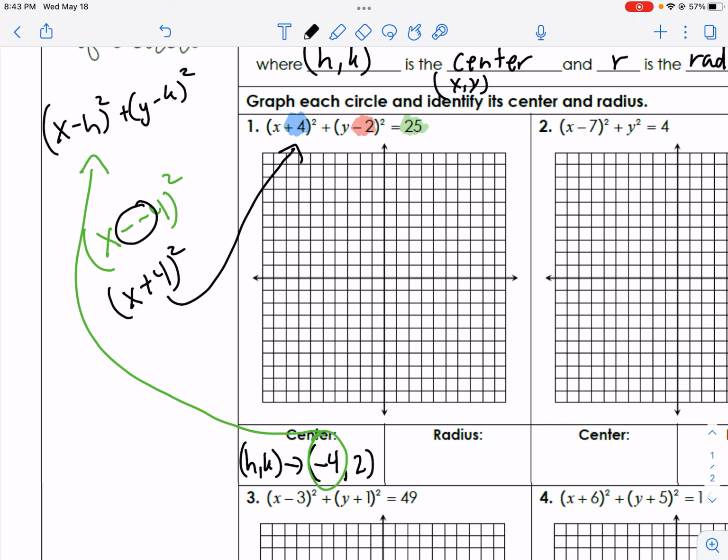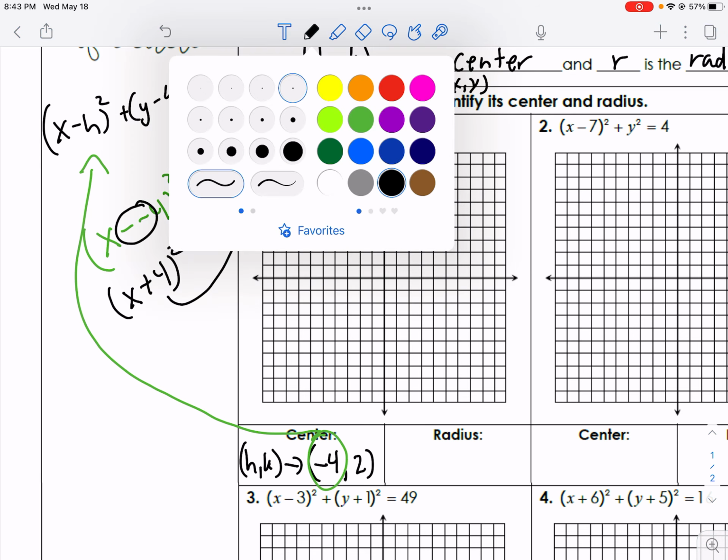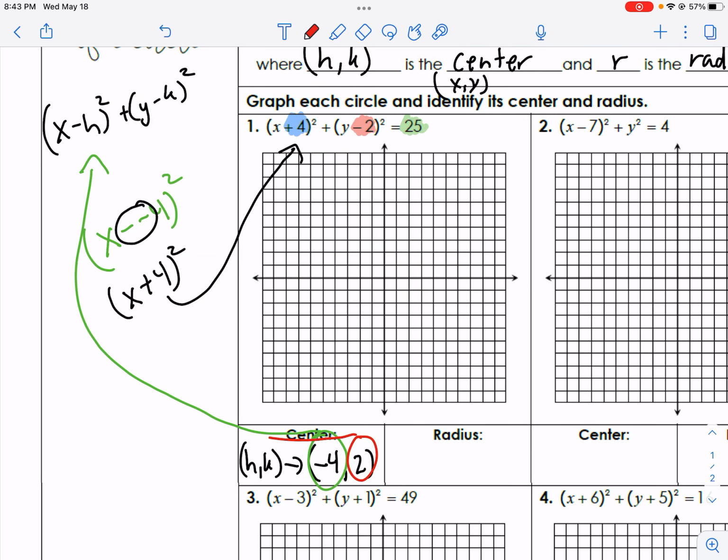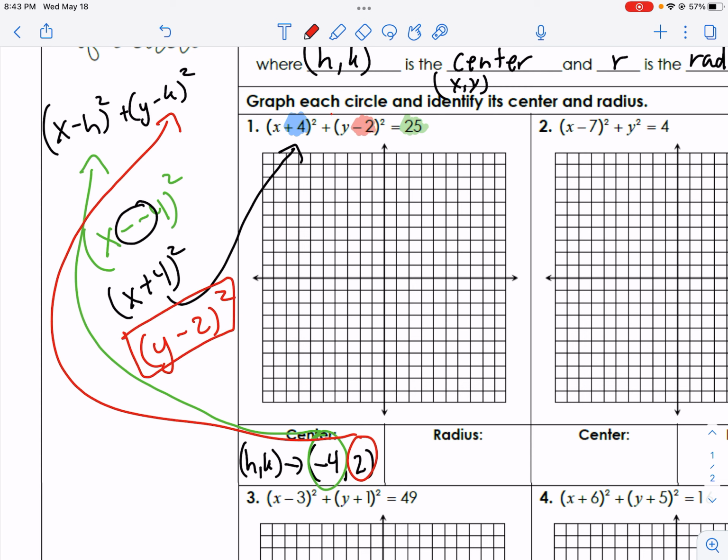And same thing with the k value. Let me plug it in and let's see. So (y minus 2) squared, which is what we have right here. So your h value is actually negative 4 and your k value is 2. So let's go ahead and graph that dot, our center at negative 4 comma 2. 1 2 3 4, 1 2. So here is our center.